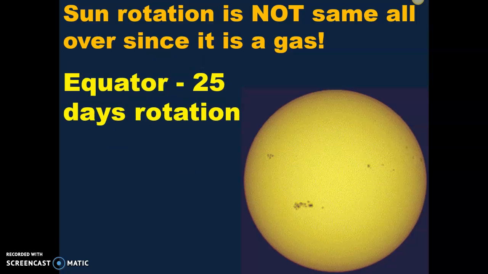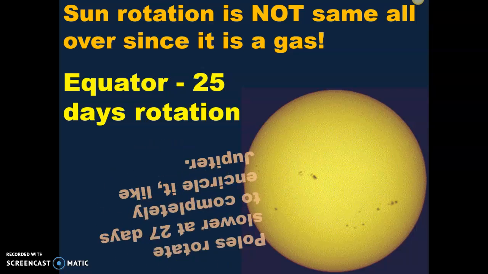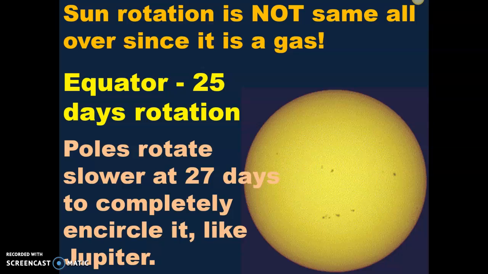They take 25 days to make a complete 360 around the sun, whereas the poles go slower. They take 27 days. So kind of like a blender, you see the top spinning slowly, but the middle's zipping around at 1,000 miles an hour. Same thing with the sun. It takes 2 days less to spin at the equator.